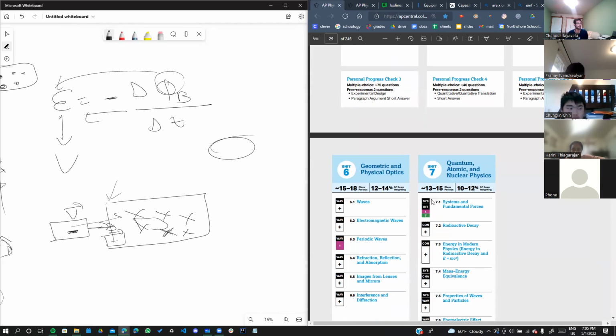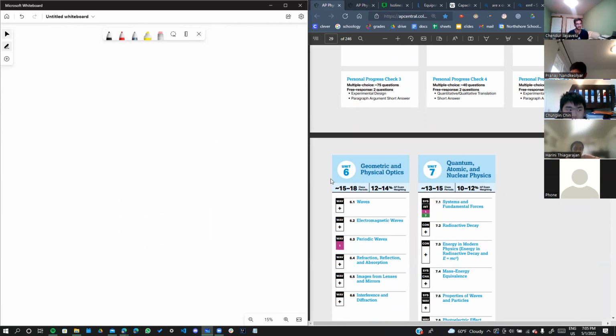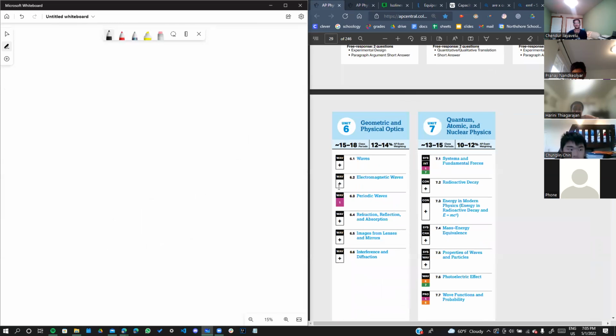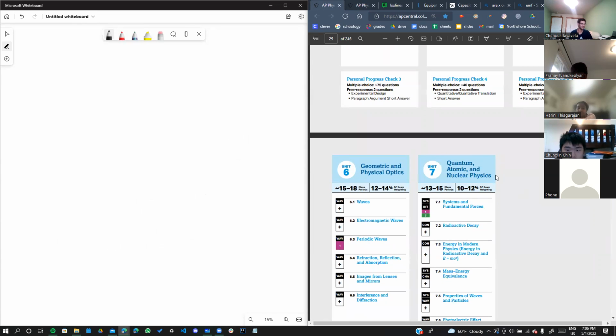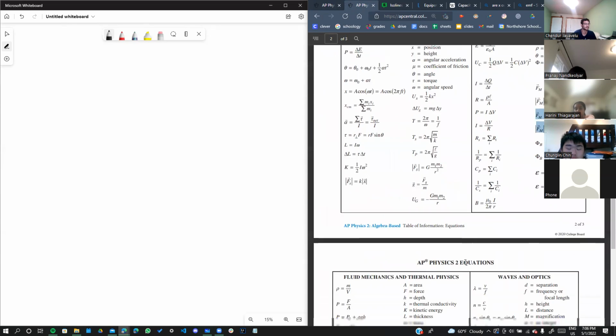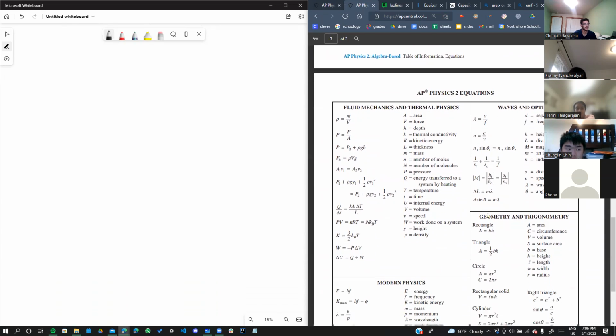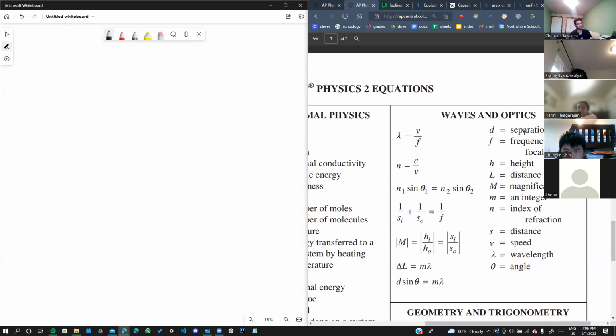Okay, all right. My personal favorite. When I say personal favorite, I mean the one that I do not like: waves, and geometric and physical optics. Here I am completely clueless as to what these are. Waves, electromagnetic waves. The only thing I remember from waves, if I look at the equations, I might remember. I feel like I know the equations, but I don't know the theory.